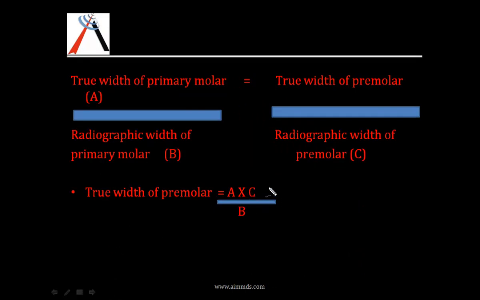So the true width of the premolar is equal to the true width of the primary molar into the radiographic width of the premolar upon the radiographic width of the primary molar.